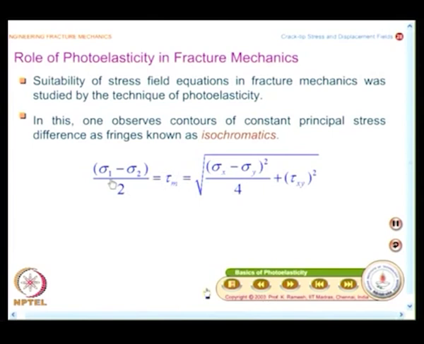Actually, it is (sigma 1 minus sigma 2) divided by 2 that you get in the case of isochromatics, and maximum shear stress is given as the square root of ((sigma x minus sigma y) whole square divided by 4, plus tau xy whole square). At this stage of the crack problem, we have the expressions for sigma x, sigma y, tau xy in the near vicinity of the crack tip. So, we would be in a position to analytically calculate the maximum shear stress.